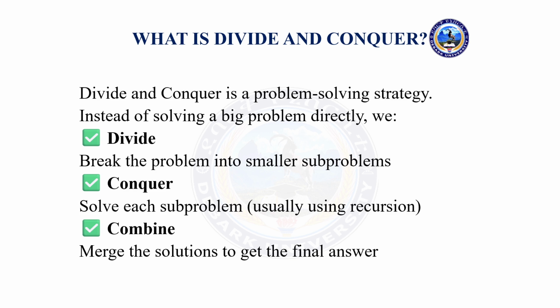Divide and conquer is a problem-solving strategy. Instead of solving a big problem directly, we divide, which is to break the problem into smaller subproblems, and conquer, solve each subproblem, usually using recursion, and finally combine the solved problems, merge the solutions to get the final answer.